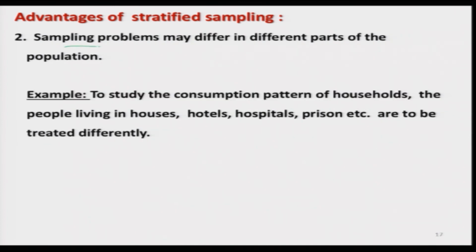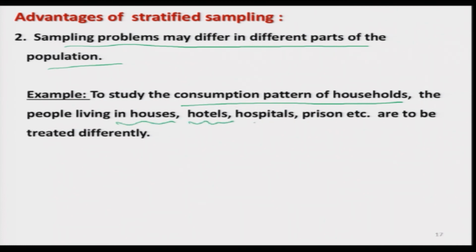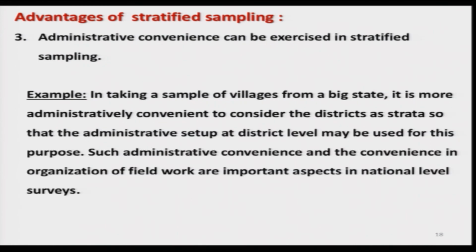The sampling problems in different parts of the population may differ. For example, if you want to study the consumption pattern of households in some city, then the people living in houses, people living in hotels, people living in hospitals, and people living in prisons, etc., have to be treated differently. Their consumption patterns are entirely different. So if you try to take one sample, possibly that may not be a representative sample.